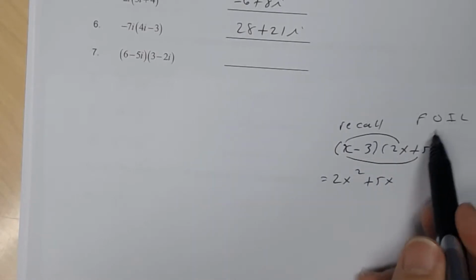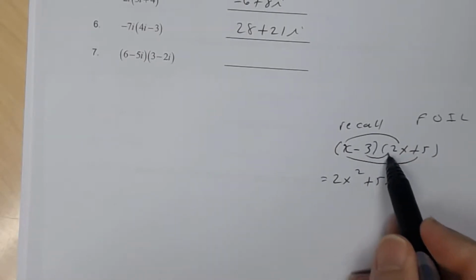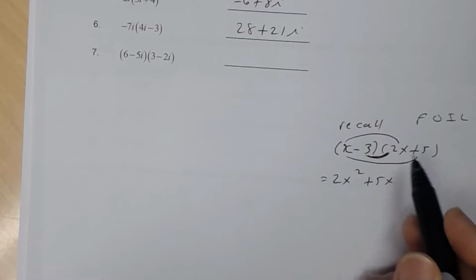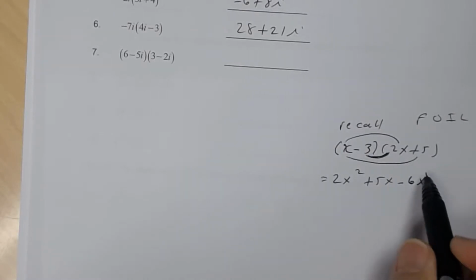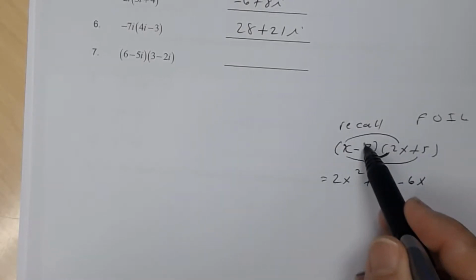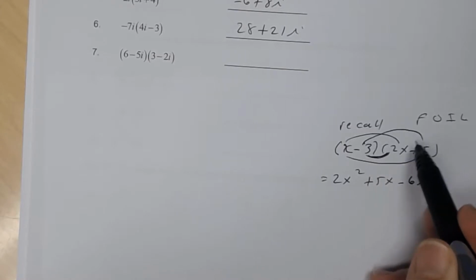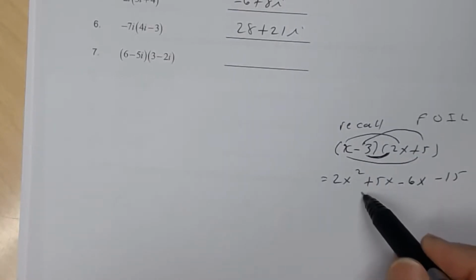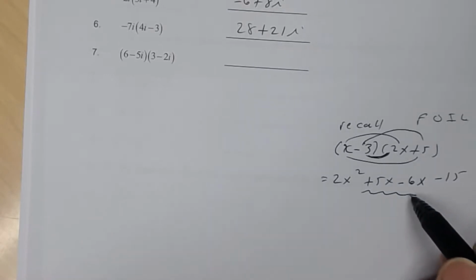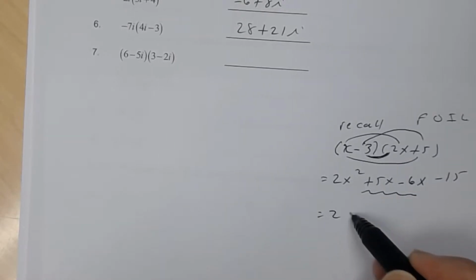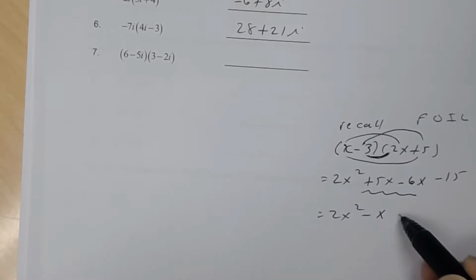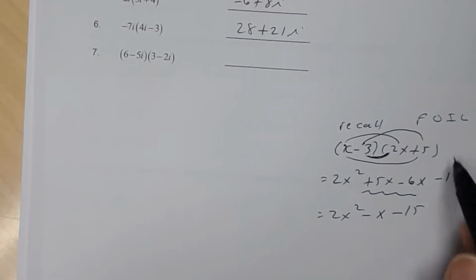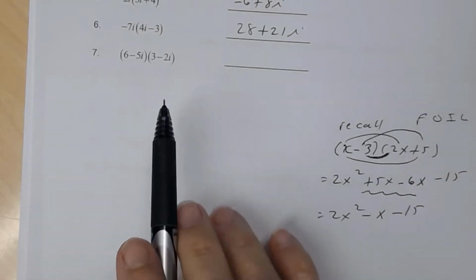The inner, so those are the terms on the inside, so negative 3 times 2x is a negative 6x. And then the last, so those are the last terms of each binomial, so negative 3 times 5 is a negative 15. Then you combine your like terms, so these two terms I can combine, so I'm going to get 2x squared minus x minus 15. All right, so you use that idea in number 7.